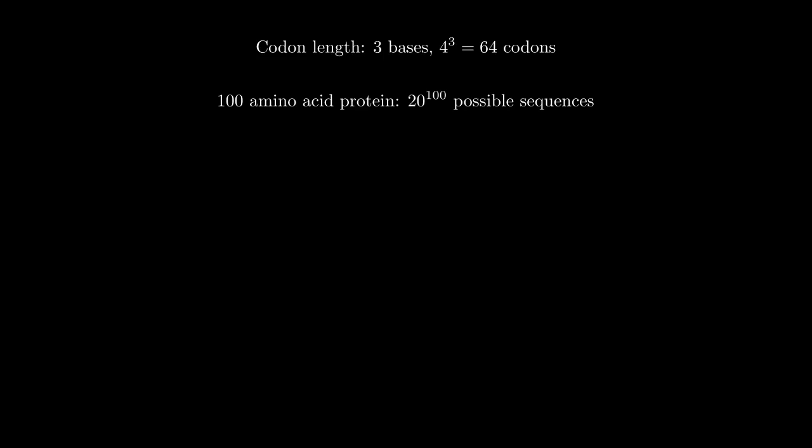Let's address an important question. What limits the diversity we can explore? A codon is 3 DNA bases. With 4 possible bases, that's 4 cubed equals 64 possible codons. For a 100 amino acid protein, there are 20 to the power of 100 possible sequences. That's about 10 to the 130, an incomprehensibly large number. This number, 10 to the 130, is vastly larger than the number of atoms in the observable universe, which is only about 10 to the 80.